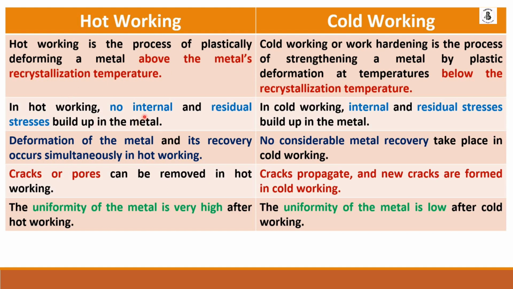In the hot working process, no internal and residual stresses build up in the metals, but in cold working, internal and residual stresses build up in the metal, and you need to remove these residual stresses from your components, because they deteriorate the mechanical properties and durability of the metals. Deformation of the metal and its recovery occur simultaneously in hot working, whereas no considerable metal recovery takes place in cold working. Cracks or pores can be removed in hot working because of the heating and then pressing or forging operations. But in cold working, cracks propagate and new cracks are formed. In hot working, uniformity of the metal is very high after the working, but in cold working, uniformity of the metal is low.